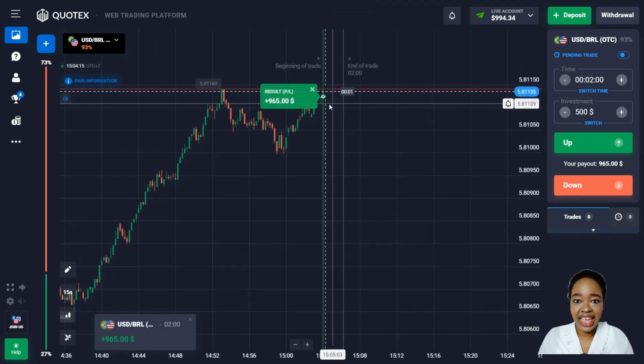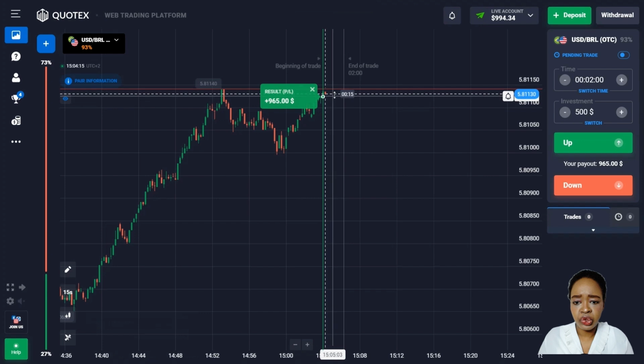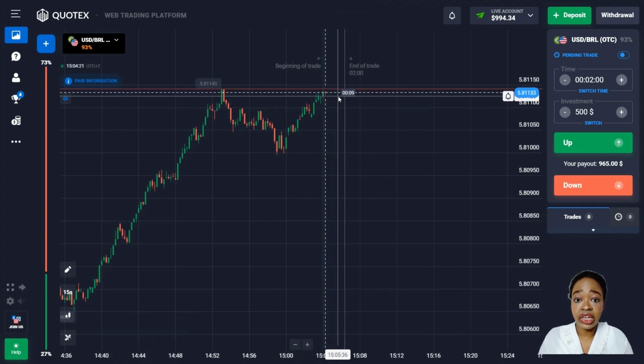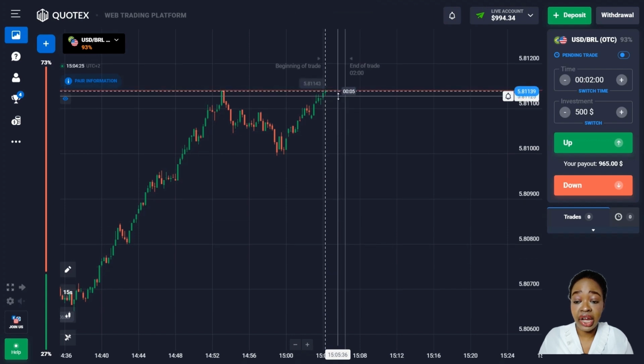This is quite excellent, friends. You can see the price continues to move up to this level, and here I got a very good profit. 2 minutes was quite enough time for me here, and you can see the price really has a good potential for an increase. Let me continue and find more situations.